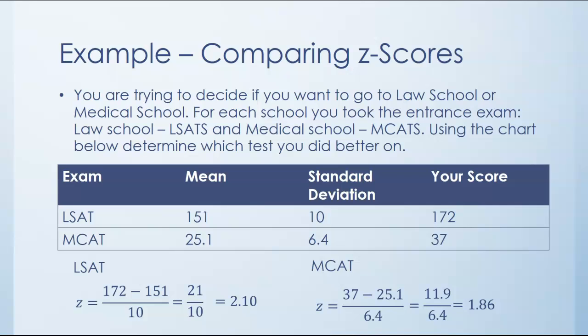But if we're looking at which one we did better on, we actually did better on the LSAT, because our z-score was higher. We were further from the mean on the LSAT, which means we scored better on that exam than we did on the MCAT. So if you're deciding which one to go with, we go with law school, because we did better on the exam there.